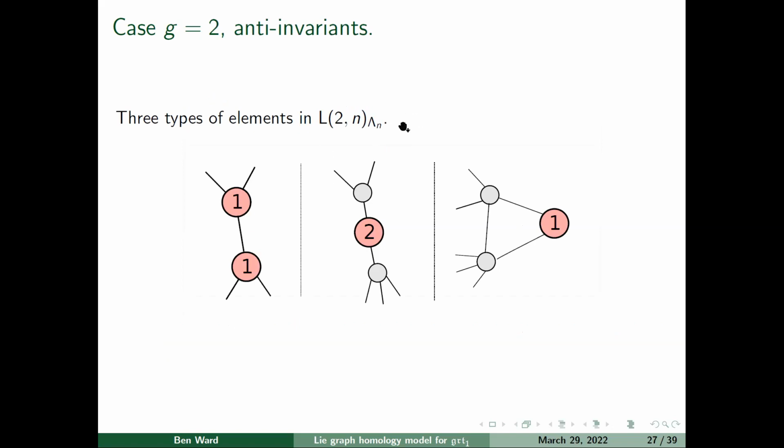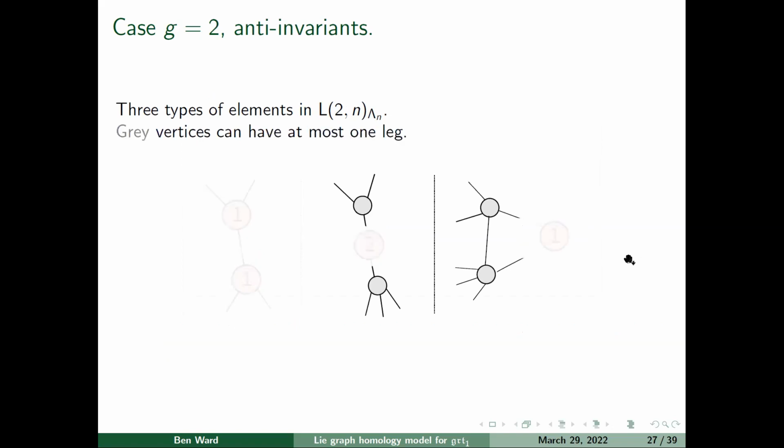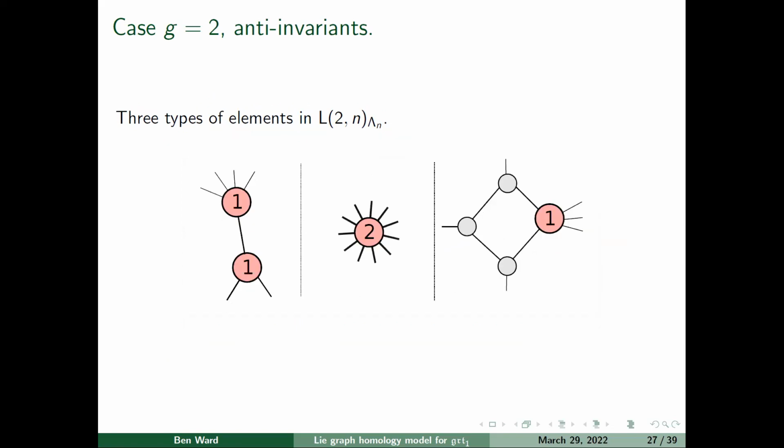So now I'll look at L_{2,n}, but the copies of the alternating representation living everywhere. Again, the gray vertices can have at most one leg, because otherwise they'll vanish. The S_2 representation action here is trivial, so they'll vanish if they have two or more legs. So these actually just all become 0. That's sort of nice. But there are still non-zero elements of all these three types. There are, for example, things that look like this. And let me call this P_{RS}.